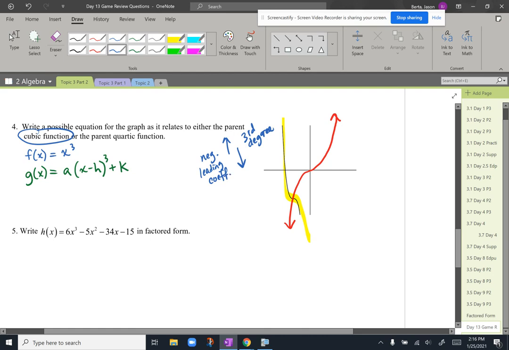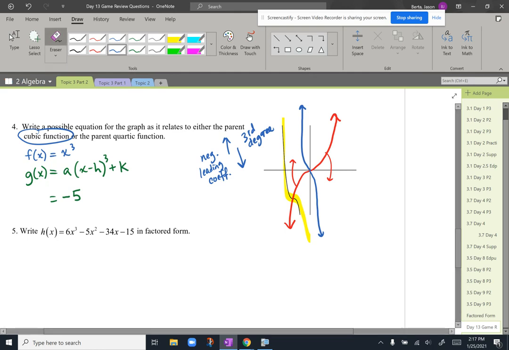It also looks like the graph is somewhat stretched. So I'm going to go ahead and make a negative, we'll just do -5. That means it's going to be stretched in the vertical direction and then flipped over the x-axis, both sides. So if I stretch and flip the parent function, that's going to look like something like this.